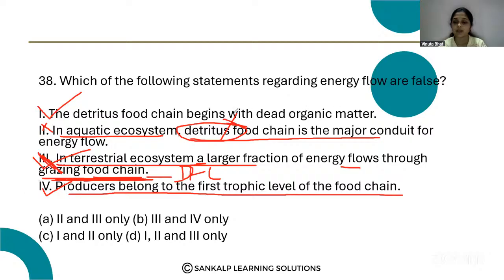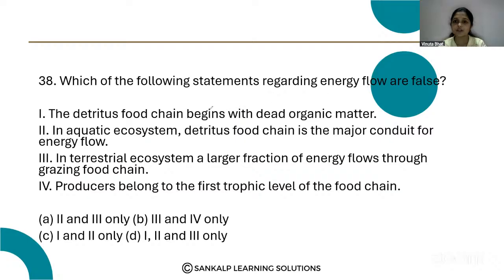Here what they asked is, which of the following statements are false? This is correct. This is false. 2 is also false. The fourth one is correct. Second and third only. Option A, second and third only, are the false statements.